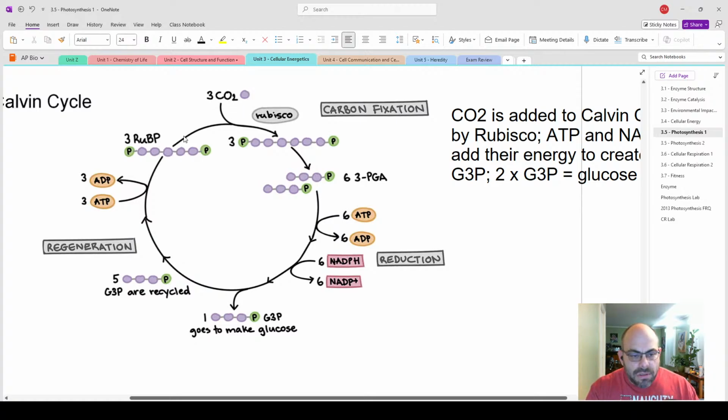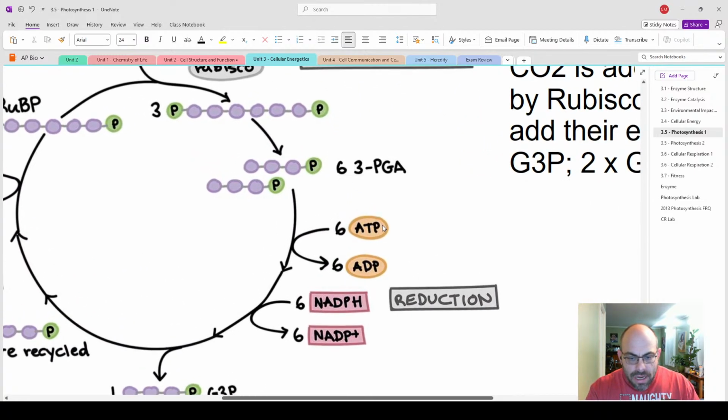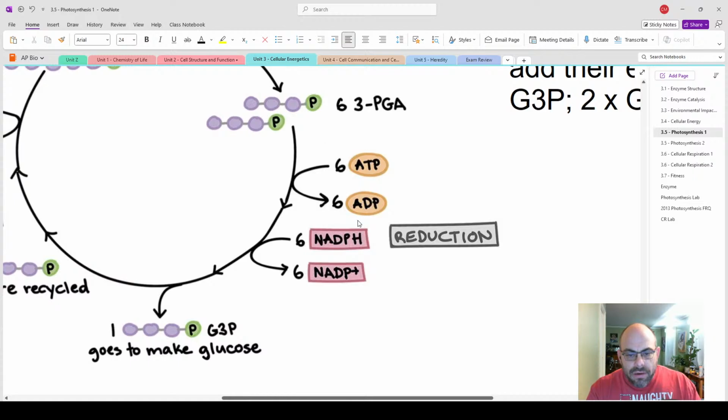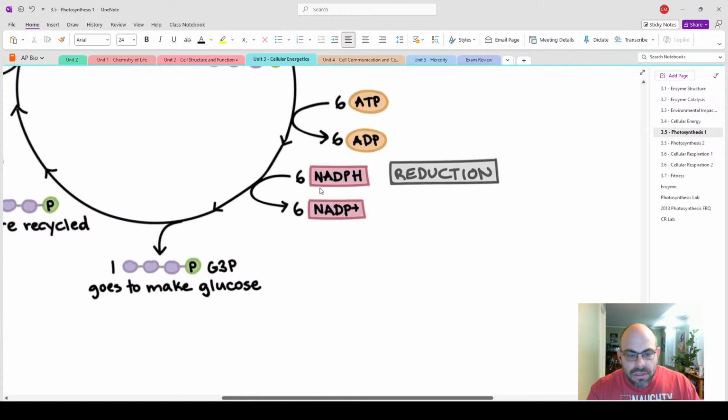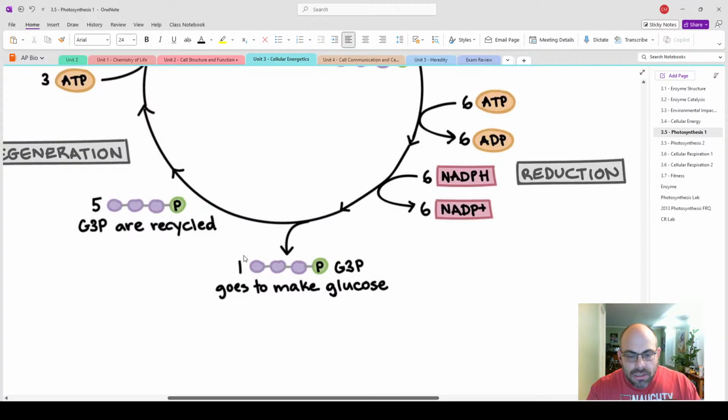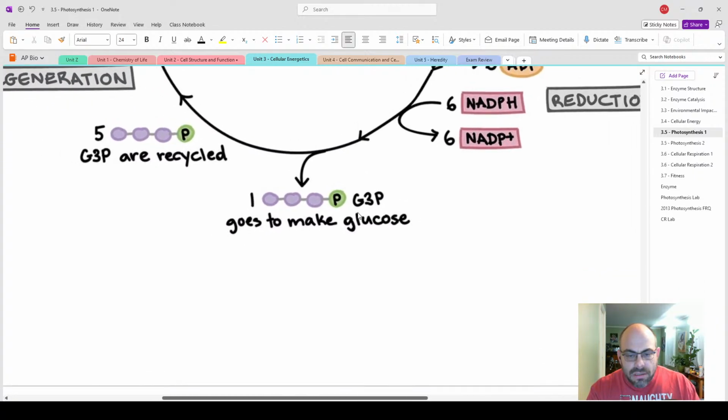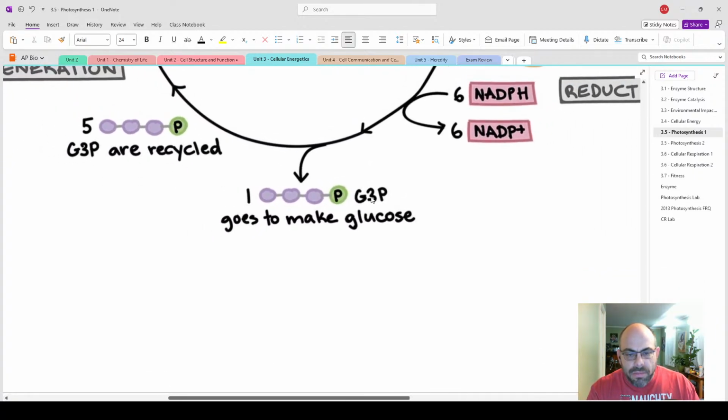Rubisco adds them to these RuBPs, makes some 6 carbon molecules that have a name nobody remembers, and that splits in half, and you have these PGAs. And these PGAs are what ATP and NADPH are going to kind of apply themselves to, for lack of a better term. So you have a phosphate here, you have some electrons here, and what ends up happening is the product is this thing down here called G3P.